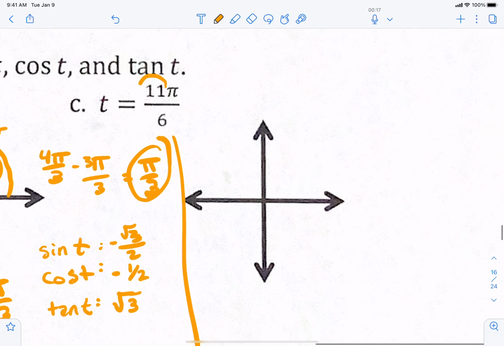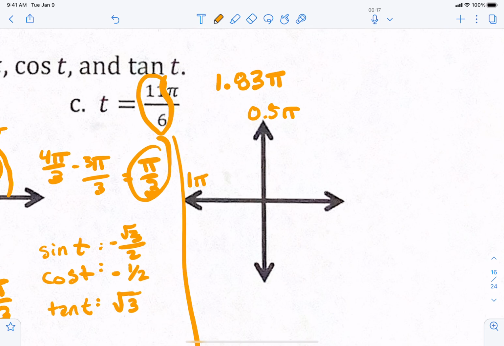Okay, if you just take 11 and divide by 6, what's 11 divided by 6? It's a little less than 2, right? 1.83 repeating. So this is 1.83 pi. So 0.5 pi lives here, 1 pi lives here, 1.5 pi lives here, and 2 pi lives here, right? If it helps you to think about it that way, what quadrant will it be in? It'll be in the 4th quadrant, okay? So from here all the way around to here is 11 pi over 6, okay?